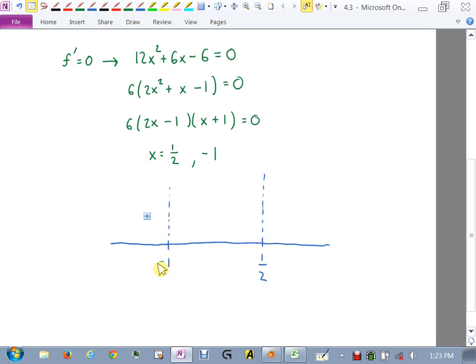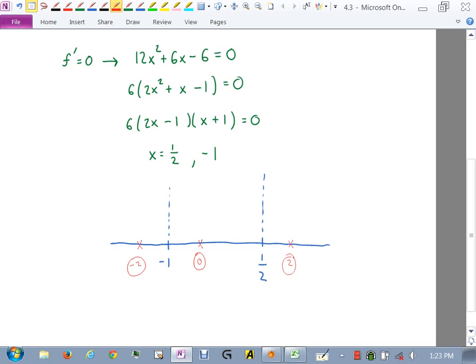regions. I know that at -1, what's my derivative? What's the slope of the tangent line at -1? 0. What's the slope of the tangent line at 1/2? 0. So to the left of -1, is the derivative positive or negative? I'm going to pick a test point, and it does not matter what point I pick as long as it's to the left of -1. Anything you want. How about -2? I'm going to pick a point between -1 and 1/2, something like 0. And then something to the right of 1/2, anything I want.